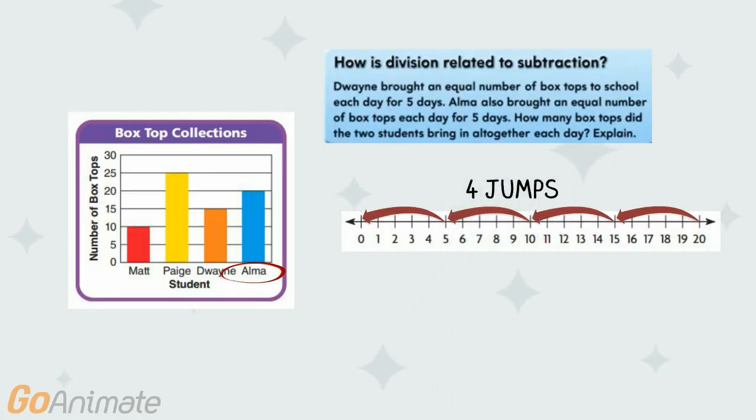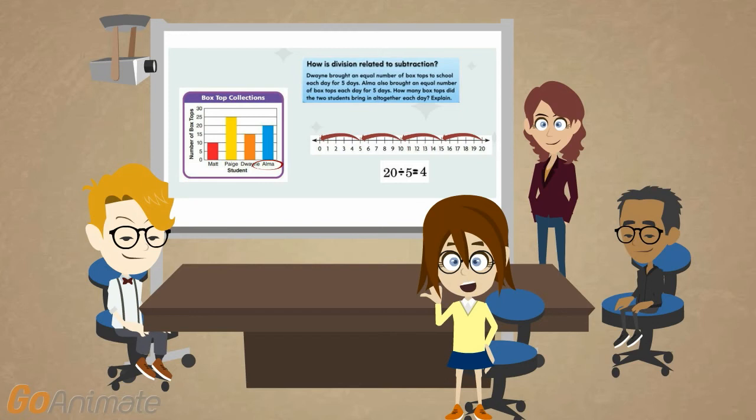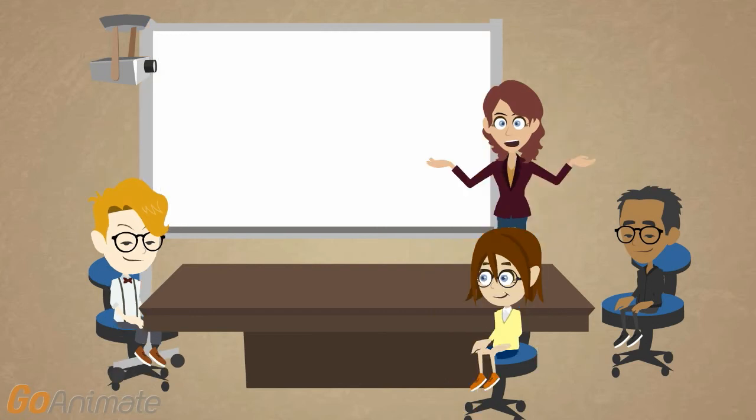Good. Now, we can write this as a division sentence. And we can say 20 divided by 5 equals 4. This means that she brought in 4 box tops each day for 5 days. Very good. So, what's the answer to the question though?